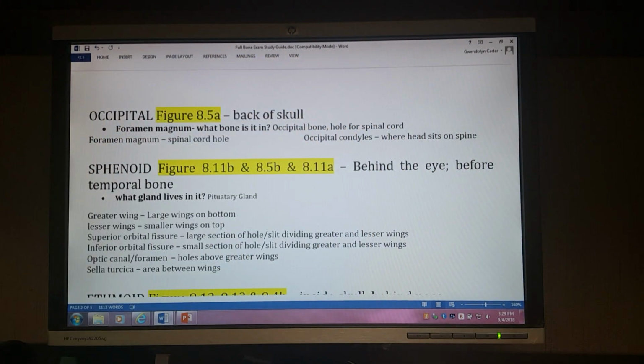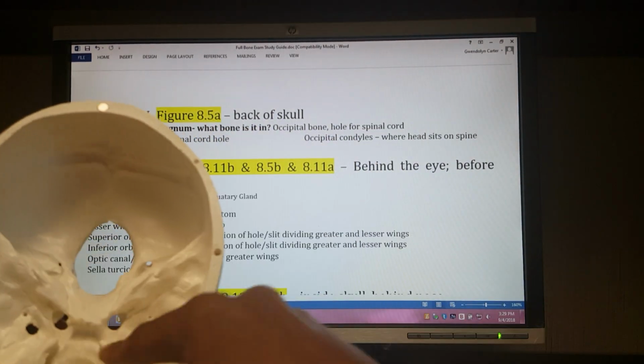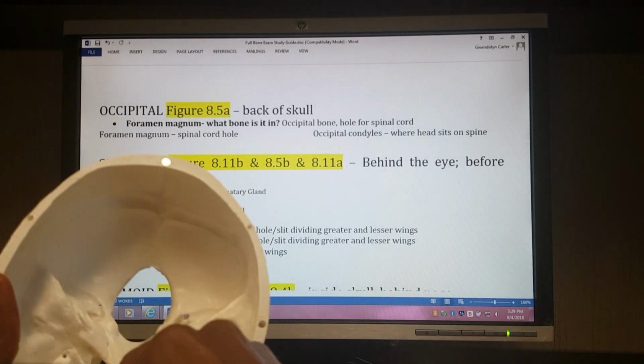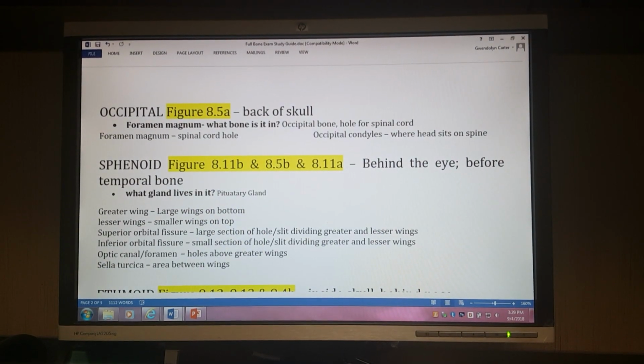The last part of the sphenoid bone that you have to know is the sella turcica. It's the area in between the wings. So here are our wings, there and there, and it's this area right here that you have to know on the sphenoid bone.